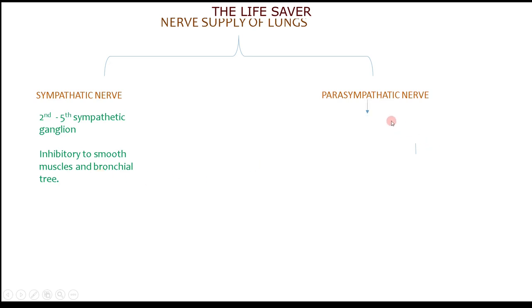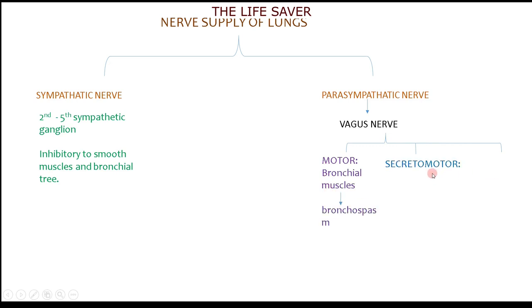The parasympathetic nerve is mainly supplied by the vagus nerve. The vagus nerve further has three fibers which supply them. One is the motor fiber, which supplies the bronchial muscles and causes bronchospasm. The other fibers are the secretomotor fibers, as the name suggests, secretory fibers, so they supply the glands of the bronchial tree. The third fibers are the sensory fibers, which are responsible for the stretch reflex and the cough reflex.